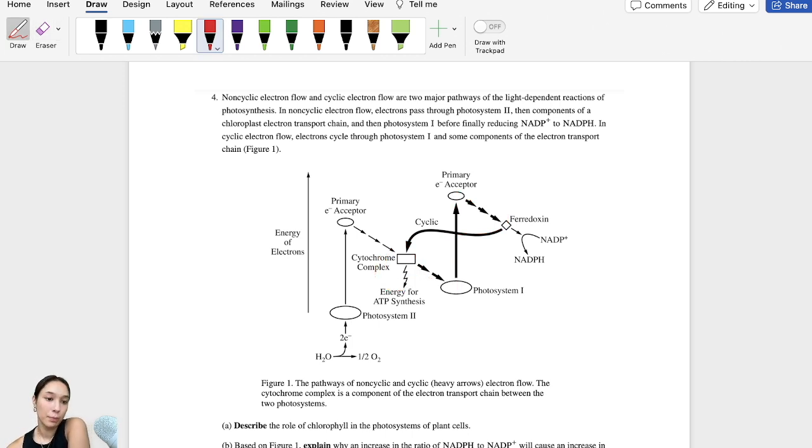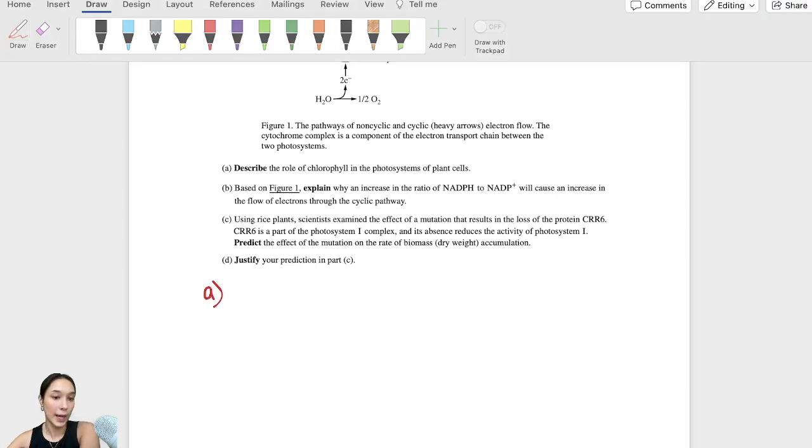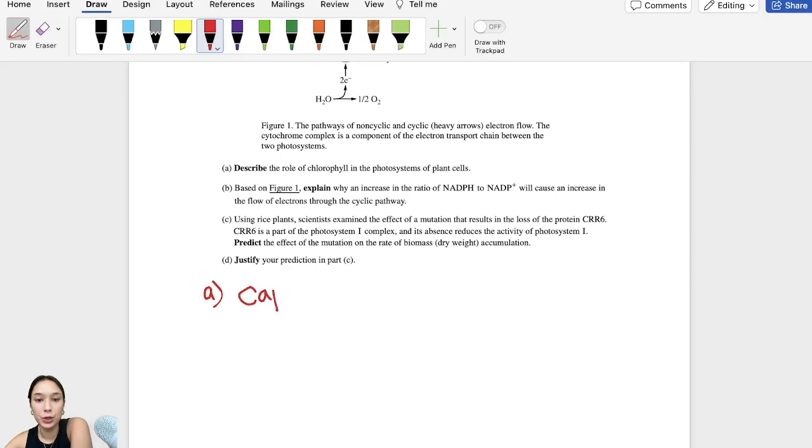Okay, so let's start with part A. Part A is very straightforward. It just says, describe the role of chlorophyll in the photosystems of plant cells. So again, just a general question like most of the part A's are. It's just asking you what the role of chlorophyll is. So chlorophyll is going to be a pigment molecule. You can say a couple different things for these, but the most straightforward is it's going to absorb the light, or you can say absorb the energy. So capture energy, absorb energy, whatever it may be. This is the energy coming from the sun. Your pigment molecule, which is going to be chlorophyll, is going to absorb that.